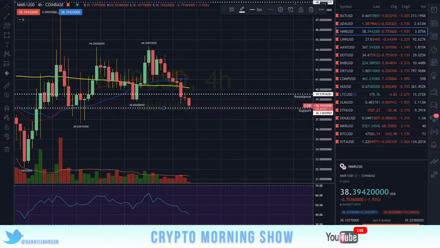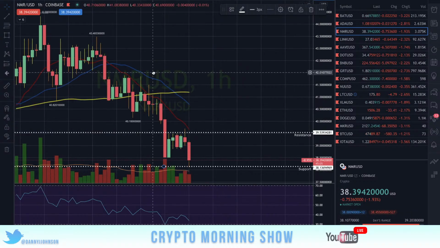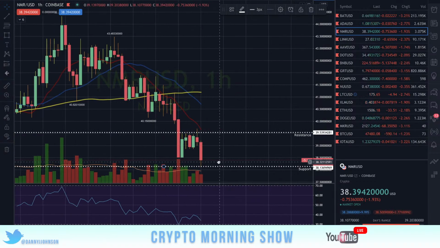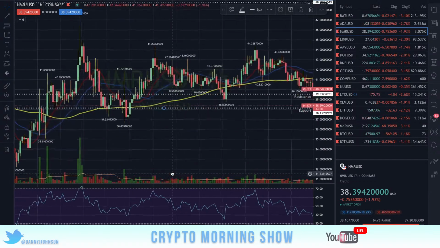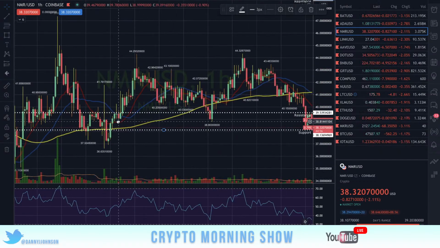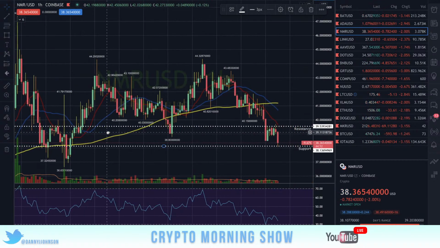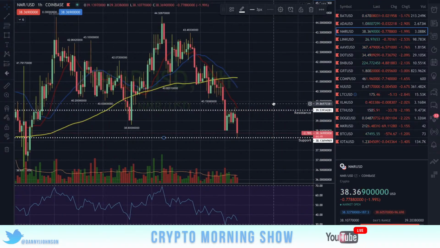And then we should probably go to the 1 hour. There we go. As you can see, the wick just kind of bounced in there. And that was a previous 100-day moving average for support, and then resistance. We're going to leave it there. Yeah, we're still at the 39.539 resistance for NMR USD.